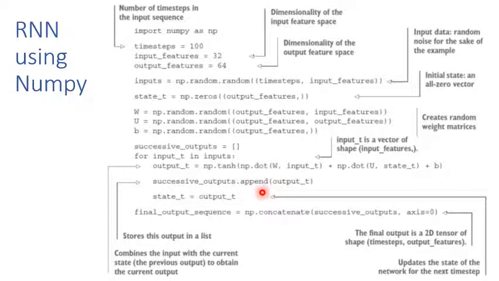We save the output in our output list, output array, and then we update our memory, our state variable, with the new output. So this is our loop. Then we continue to iterate through all the input data. Finally, we will have an output array, output list, of successive outputs. This is our final output sequence.